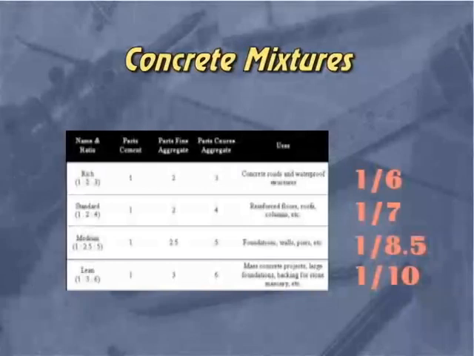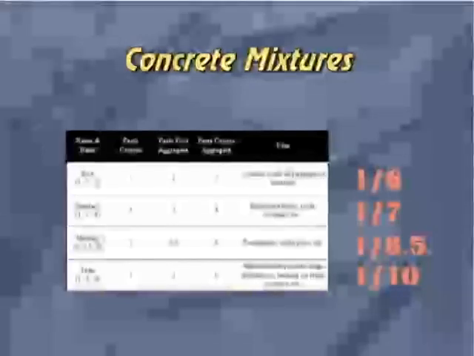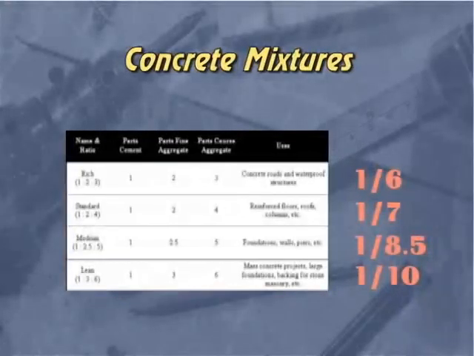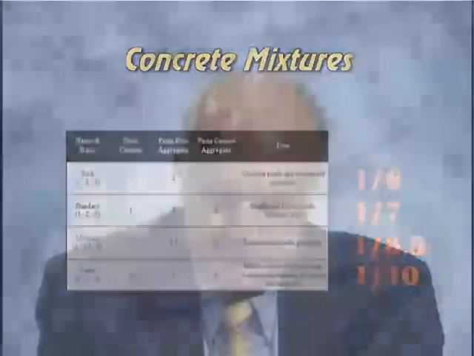For a standard mix, we have a little more of the aggregate in. We have 7 parts altogether in that mix, and the cement is the 1:7 ratio. So on and so forth. The medium would be a 1/8.5 ratio, and the lean would be a 1/10. Now, if you can remember that the standard mix is a 1:7, and anything higher than that gets into the lean, and anything lower than that gets into a rich mix, that should pretty much take care of you in this test.